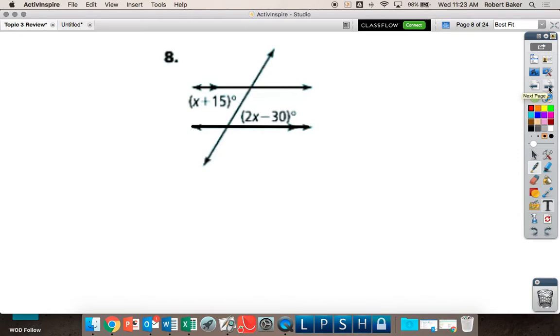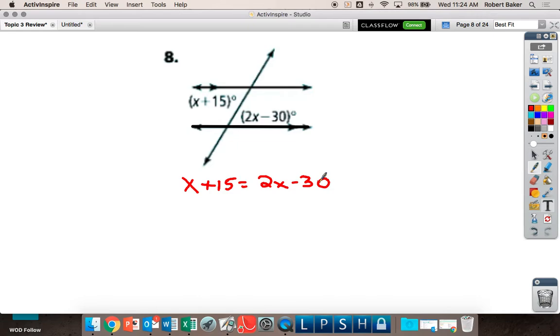Number 8, there should be instructions that I missed. Find the value of each variable. Oh, so the lines aren't notated as parallel, so find the value of the variable that's true. In this scenario, equal or supplementary? Equal. So I'm asking you to do math. Alright, the geometric concept here is those are equal.